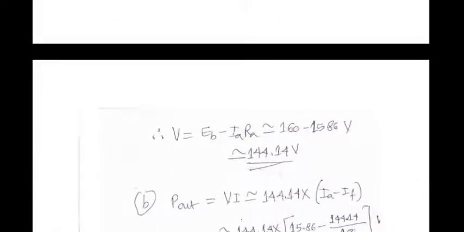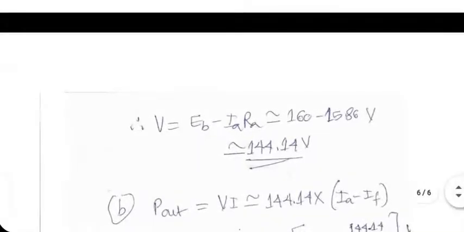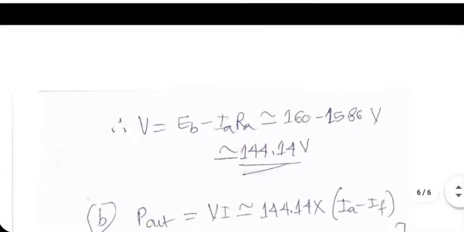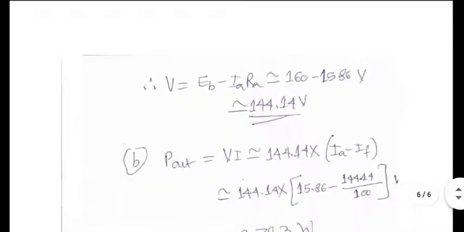Double check my derivation carefully. IA turns out to be EB divided by RA plus RFRL upon RF plus RL. And then you plug in all the values given to you. EB is known to you, all the resistances, RA, RF, RL are known to you. Plug in the values. The armature current turns out to be 15.86 amperes. After that, things are simple. Once IA is known, V is easily calculated as 144.14 volts. Output power is VI, right? So you need I, and I is IA minus IF.